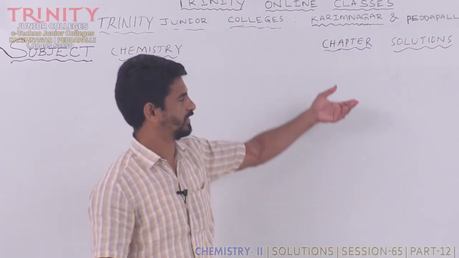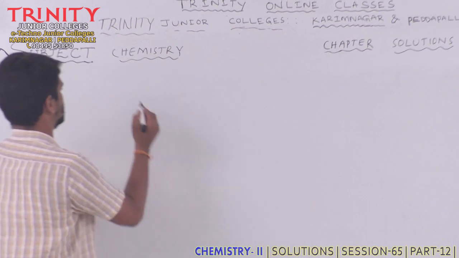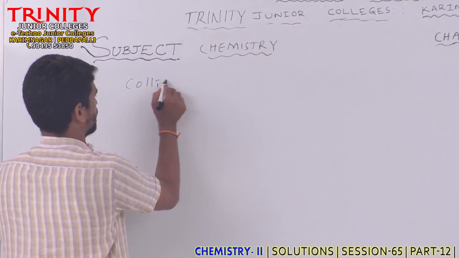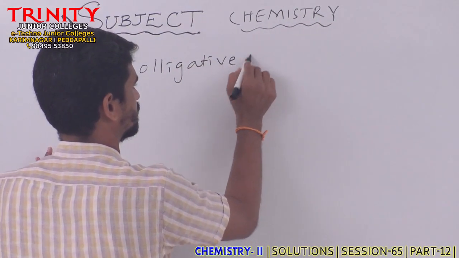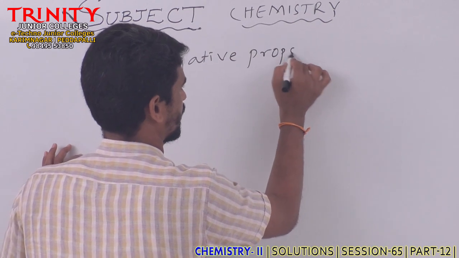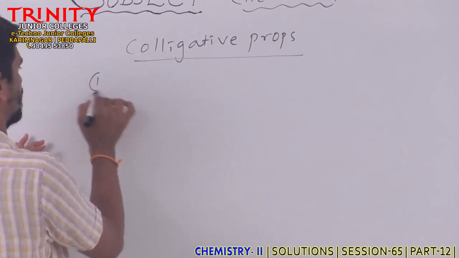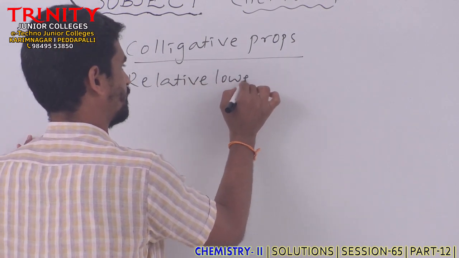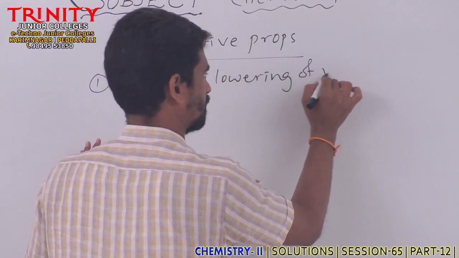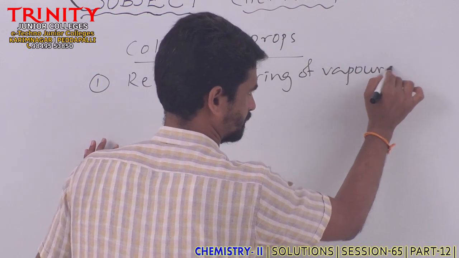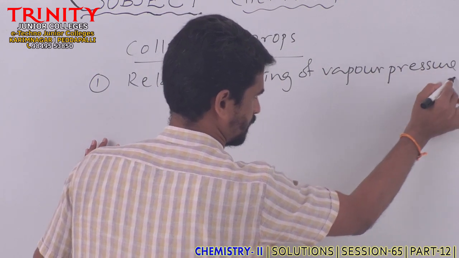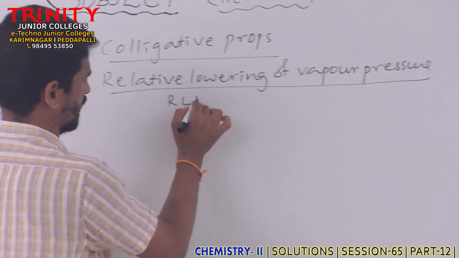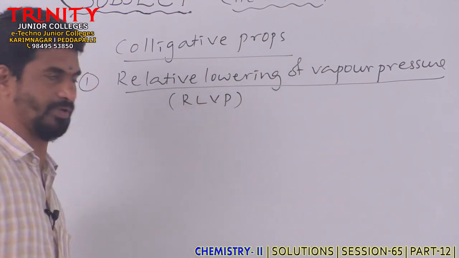In the last class we discussed solutions, and in that we discussed colligative properties. The first colligative property we discussed is relative lowering of vapor pressure, that is RLVP.